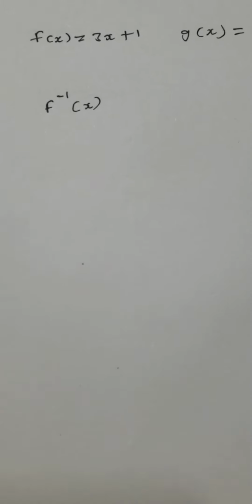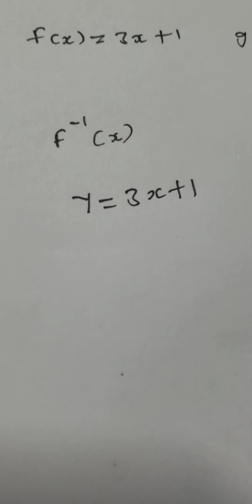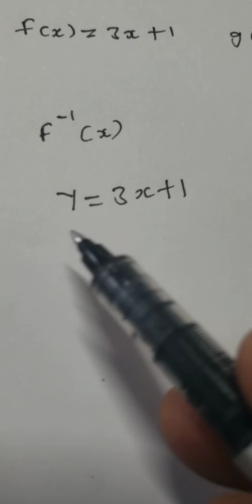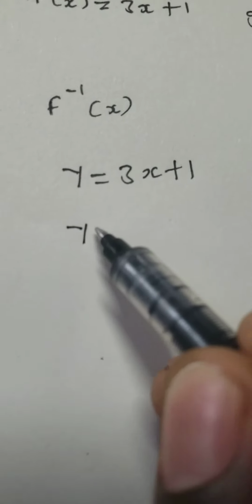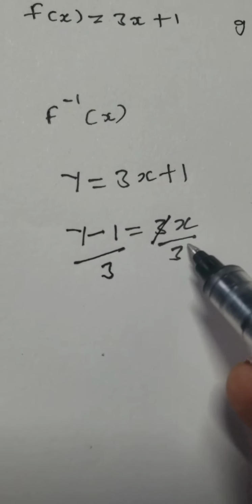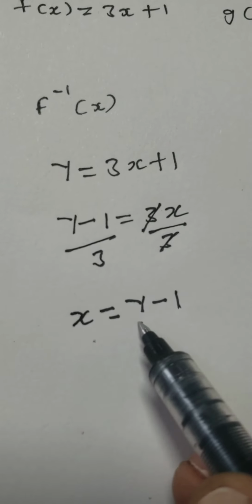So now how do we find the inverse of f of x? This function f of x can be written as y is equal to 3x plus 1. So what you're going to do is make x the subject of the formula. We'll take that positive 1 to the left side, so it becomes y minus 1 is equal to 3x. Then we'll divide both sides by 3, so that 3 will go, and we'll remain with x is equal to y minus 1 over 3.